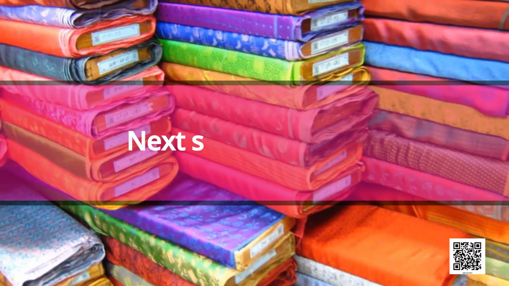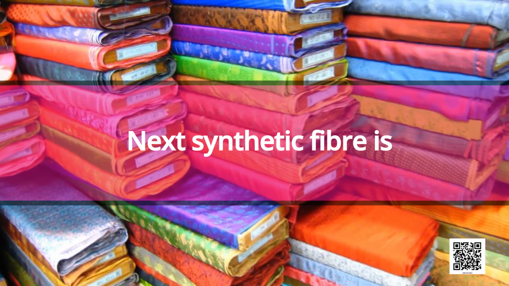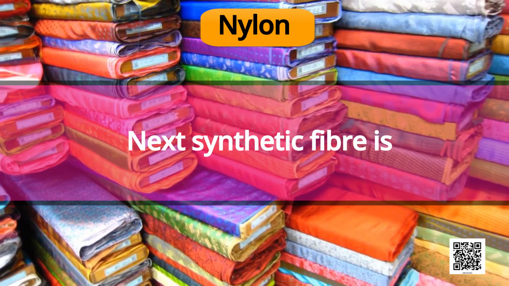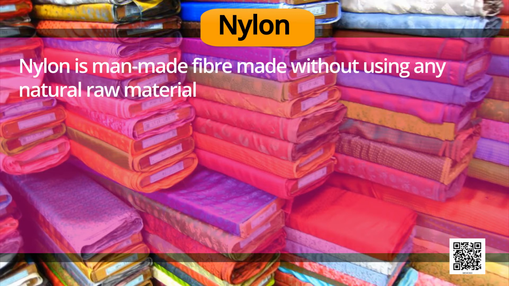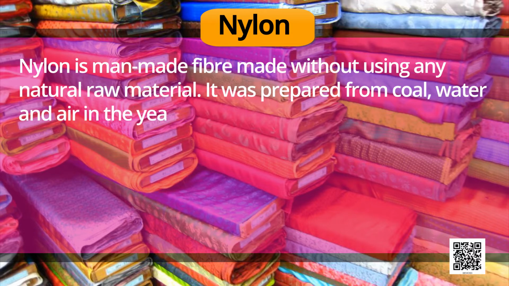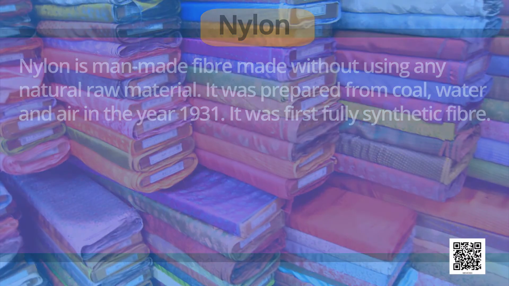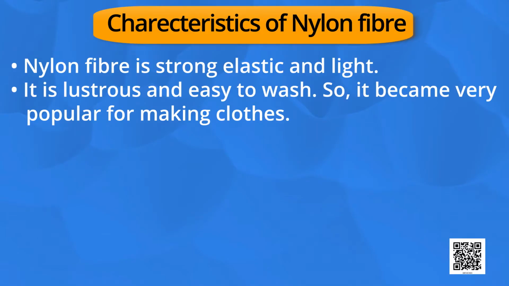Next type of synthetic or man-made fiber is nylon. Let us know about nylon. Nylon is man-made fiber made without using any natural raw material. It was prepared from coal, water and air in the year 1931. It was the first fully synthetic fiber. Now let us know about the characteristics of nylon fiber. Nylon fiber was strong, elastic and light. It was lustrous and easy to wash, so it became very popular for making clothes.